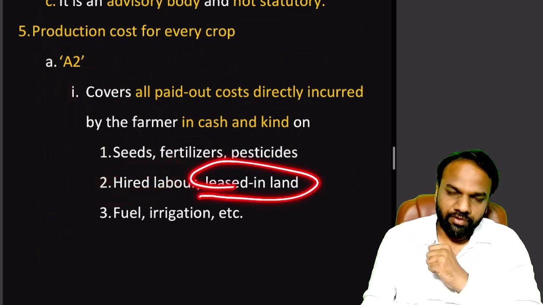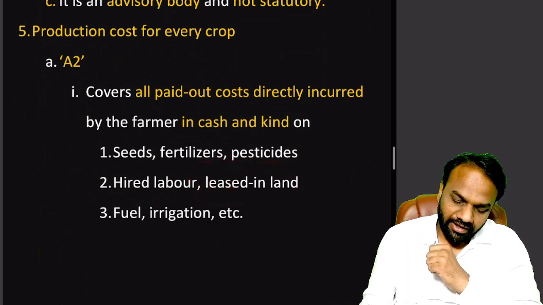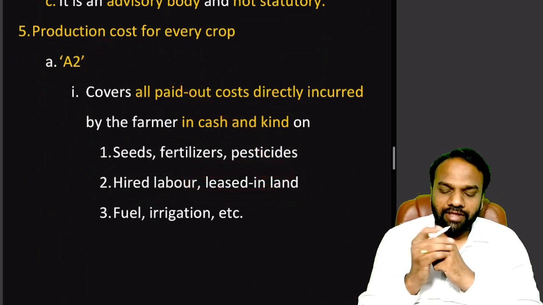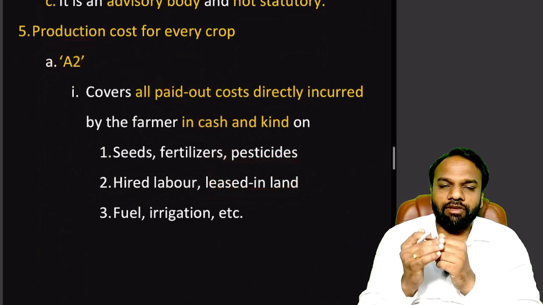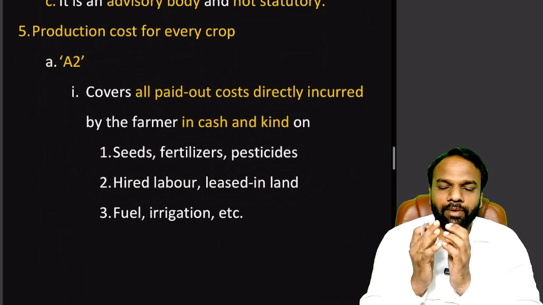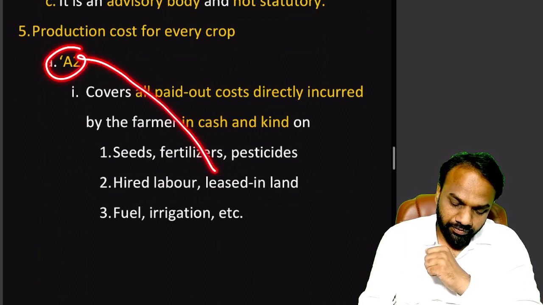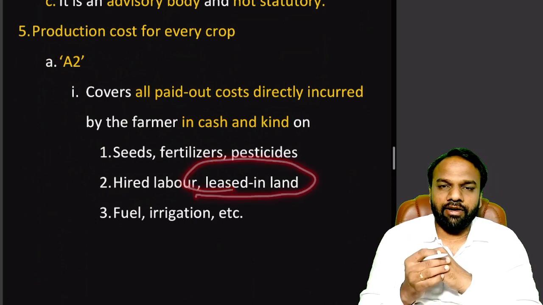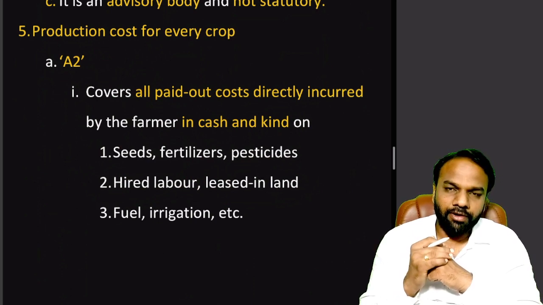Next, leased-in land. If a farmer takes a lease of land for growing the crops, even that cost is included in A2. But if the farmer owns his own land, then that cost is not included here. Suppose the farmer had leased his land to someone else, whatever profit or revenue he used to get, that kind of computation is not used in A2. It only takes into account the cost involved in leasing the land. It does not involve the cost when you own the land by yourself.